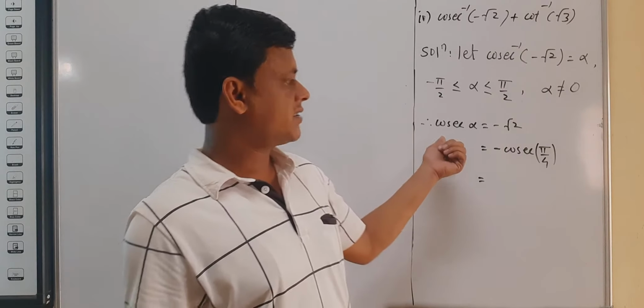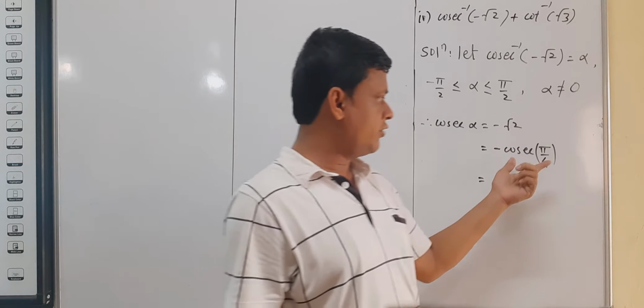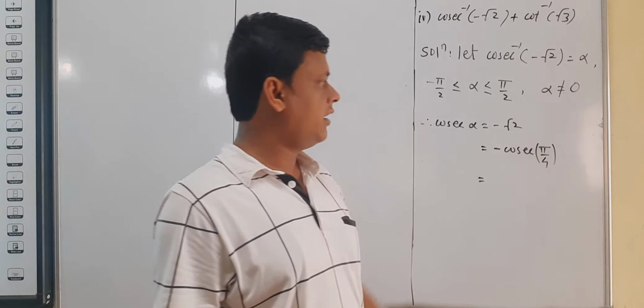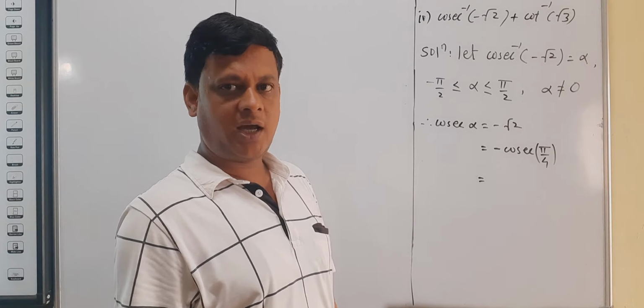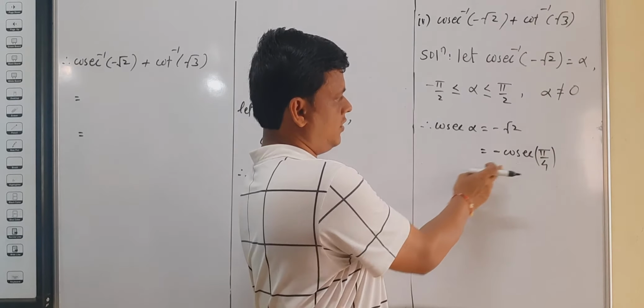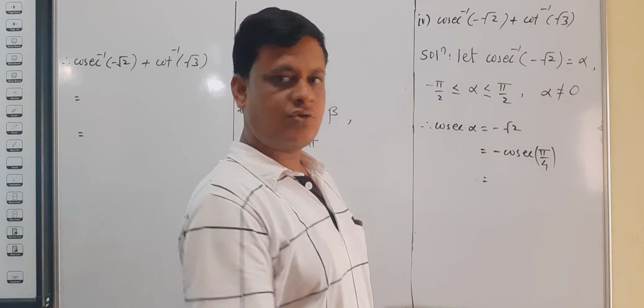Now in the LHS the sign is positive, in the RHS the sign is negative. So we have to reduce this cosec into plus. We know that in the second quadrant sin and cosec are positive. So for that we use the formula cosec of minus theta equals minus cosec theta.